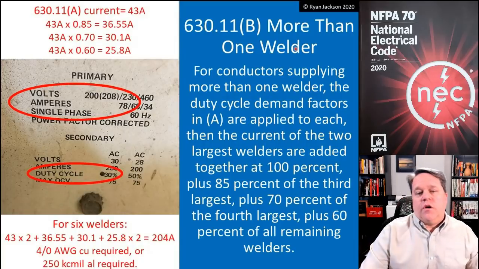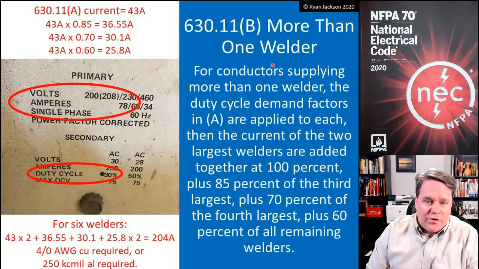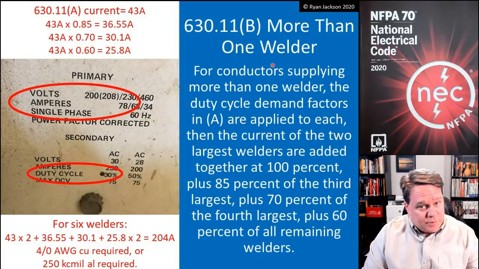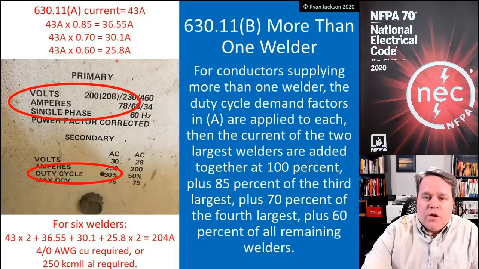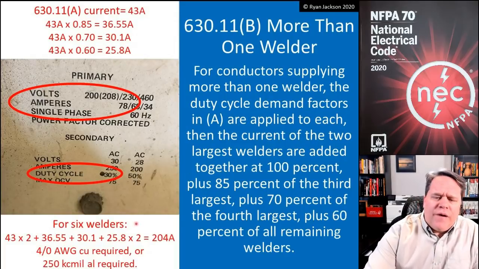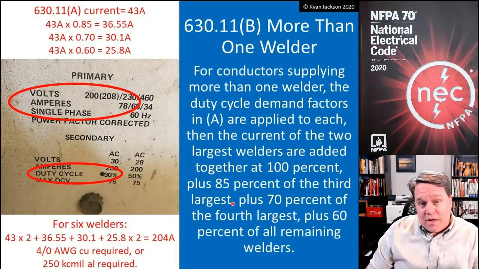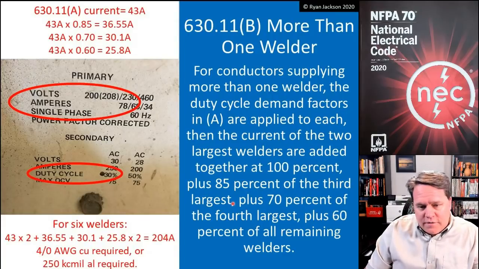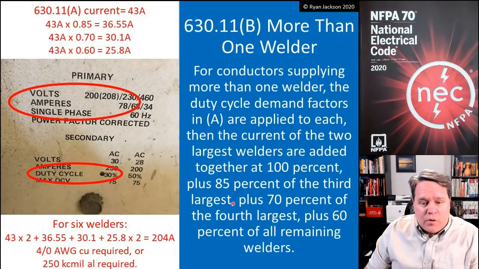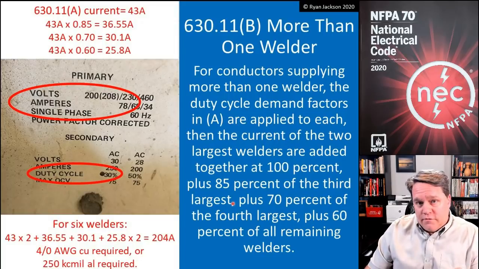And then the next one, we're going to take our 43 demand factor times 0.85, and we're going to call that welder a 36.55 amp welder. And then the next one at 70%. And then the last 2 at 60%, which is 25.8. So if we add all those together, 2 of them at 43, 1 of them at 36.55, 1 at 30.1, 1 at 25, and 2 at 25.8, that means the conductors have to be rated at least 204 amps.